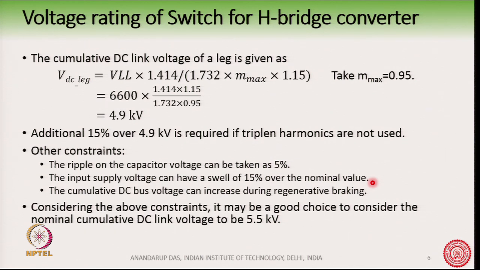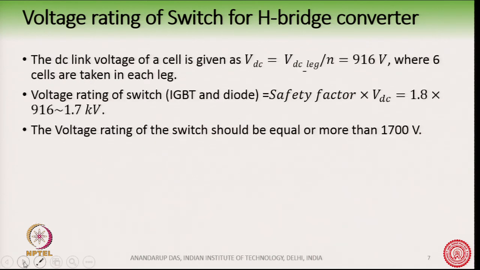Okay. So, if you see the above constraints, then we can say that it may be a good choice, or a starting choice, to consider that the nominal DC link voltage is about 5.5 kV. Okay. So, I am taking about 10% more than this value. So, 5.5 kV is the cumulative DC link voltage, and for the individual cells, suppose we take 6 cells in each leg, the cell voltage is therefore 5.5 kV divided by 6, that is about 916 volt.